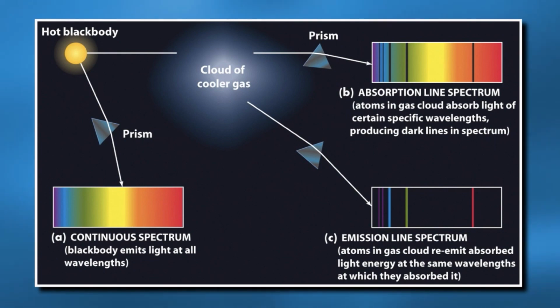Light that has to pass through something cooler, like the gas of the Earth's atmosphere or from a nebula, ends up being broken in some way. It's going to be composed of absorption line spectra or even possibly emission line spectra. And these are basically the inverse of each other.